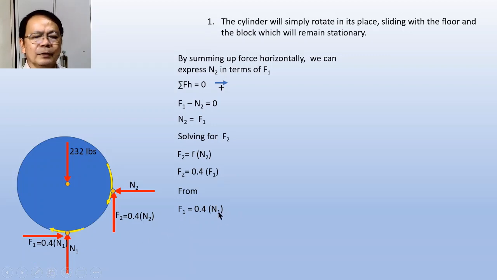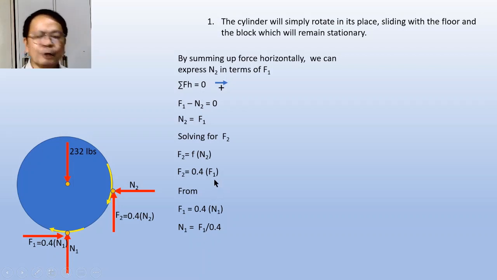Sa makatwid, pwede nating i-express yung N sub 1 in terms of F sub 1. So that N sub 1 will be equal to F sub 1 divided by 0.4. So, na-express na natin itong N sub 1 at saka itong F sub 2 in terms of the same variable, F sub 1 and F sub 1 here.